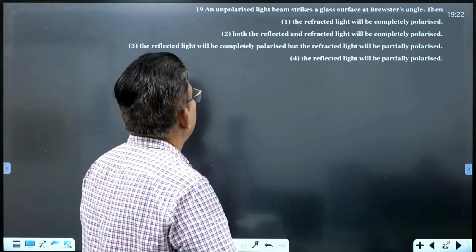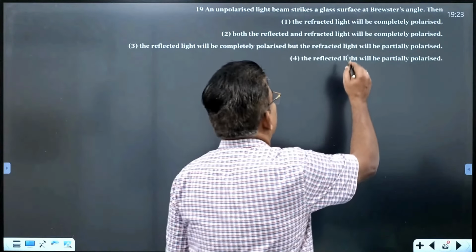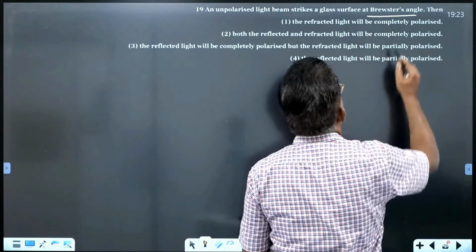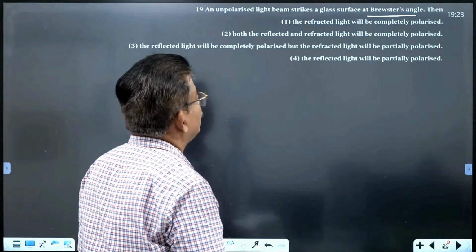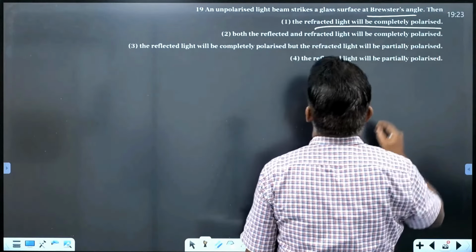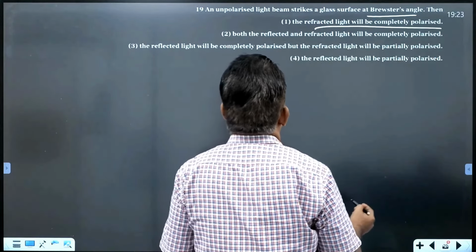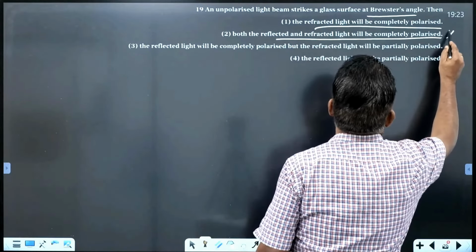Next question. An unpolarized light beam strikes a glass surface at Brewster's angle. We know the reflected light ray is completely plane polarized. That is the correct answer. We have to find the correct answer anyway. Both reflected and refracted light being completely polarized is the wrong answer.